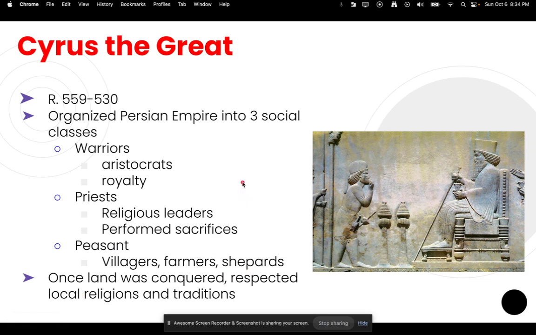One of the really interesting things that the Persians did, specifically Cyrus, is once he and his army would conquer a new land, instead of forcing all those new people into the Persian ways, he actually respected their local religions and traditions and let them keep them instead of forcing the Persian culture onto the newly conquered lands.